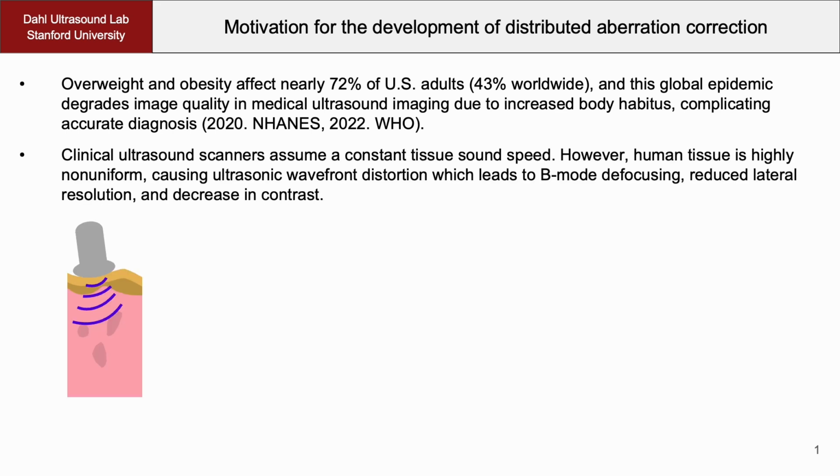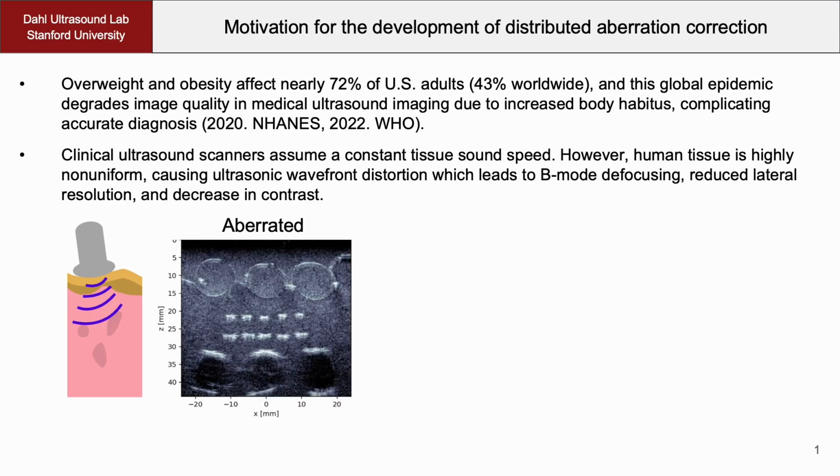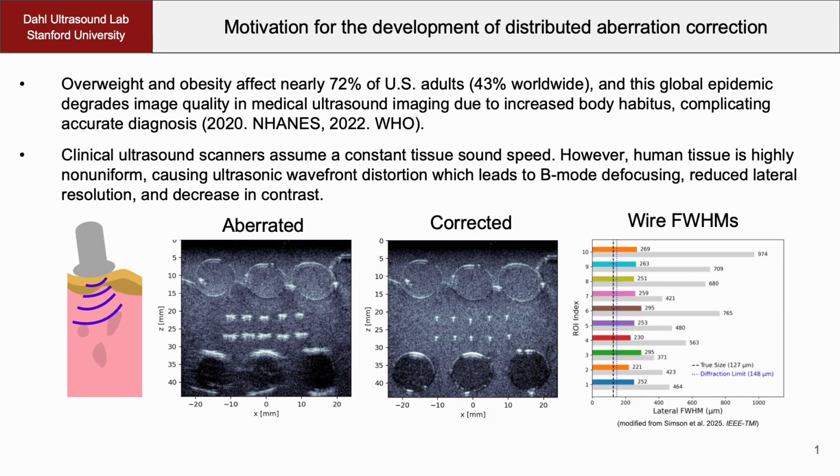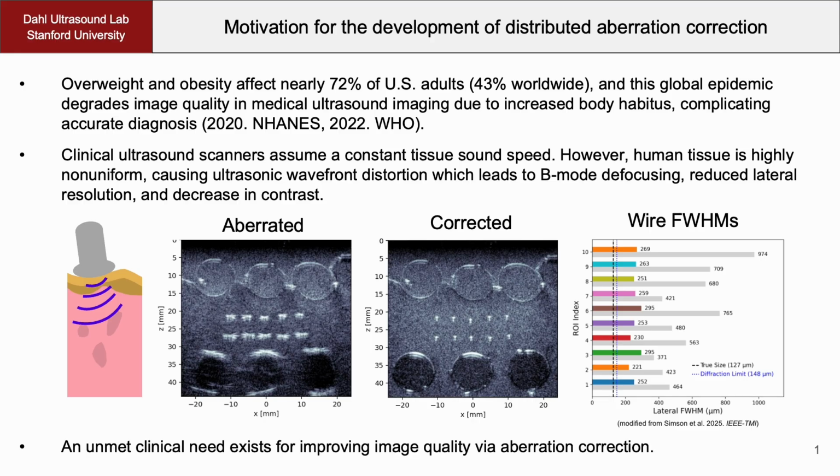This is a problem because clinical ultrasound scanners assume a constant tissue sound speed. However, human tissue is highly non-uniform, causing ultrasonic wavefront distortion, which leads to beam mode defocusing, reduced lateral resolution, and a decrease in contrast. Here we can see an aberrated image from an ultrasound phantom shown on the left. We can see a corrected image shown on the right through an iterative aberration correction process. We can also see a decrease in the lateral full-width half maximums of these different wire targets between the left and the right shown by this bar plot. An unmet clinical need exists for improving image quality via aberration correction.